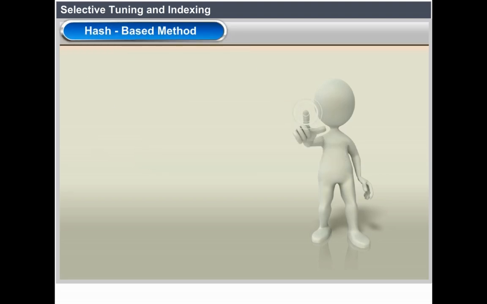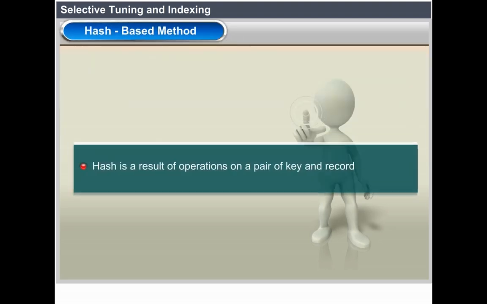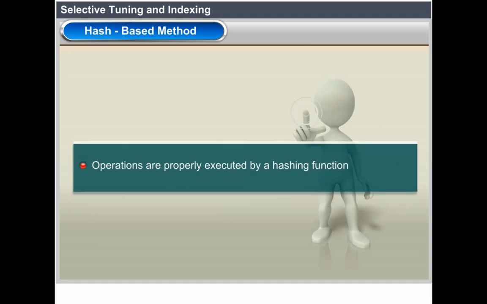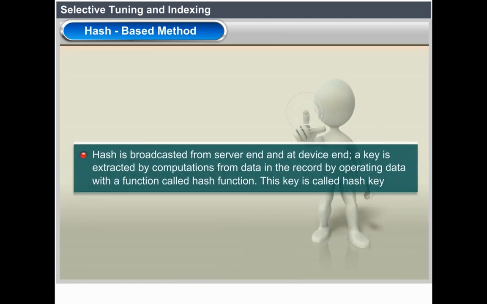Hash-based method. Hash is a result of operations on a pair of key and record. The advantage of broadcasting a hash is that it contains fewer bits compared to key and record separately. Operations are done by a hashing function. Hash is broadcast from the server end, and at the device end, a key is extracted by computations from data in the record by operating on the data with a function called the hash function. This key is called the hash key.